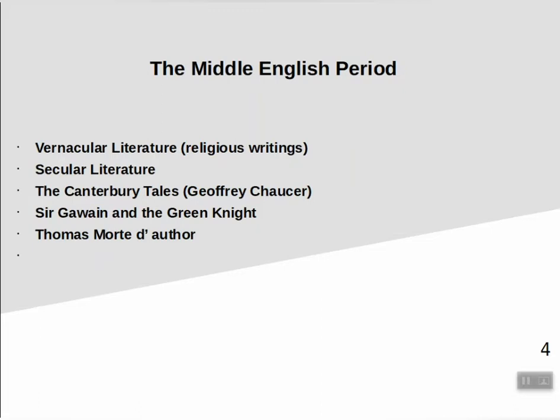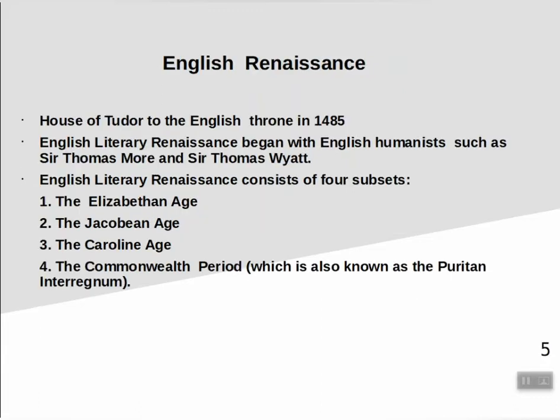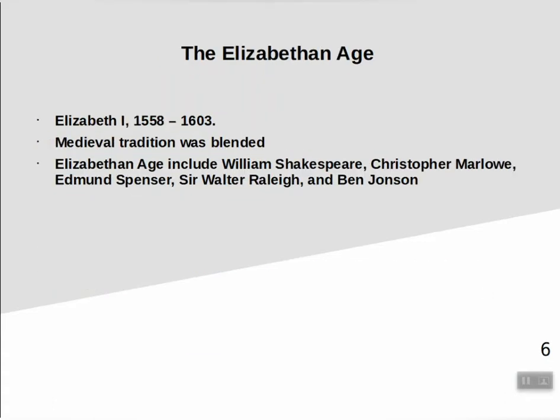While the English Renaissance began with the ascent of the House of Tudor to the English throne in 1485, the English literary Renaissance began with the English humanists such as Sir Thomas More and Sir Thomas Wyatt. The English literary Renaissance consists of four subsets: the Elizabethan Age, the Jacobean Age, the Caroline Age, and the Commonwealth period, which is also known as the Puritan Interregnum.